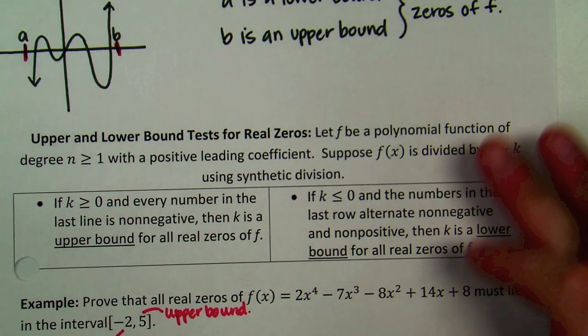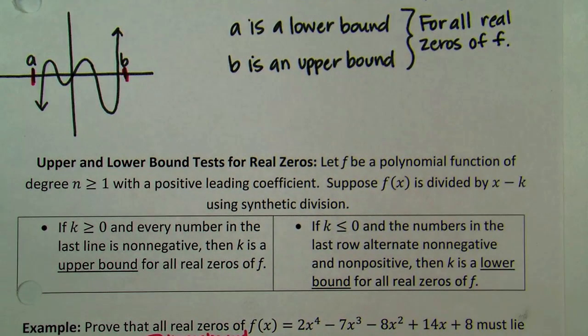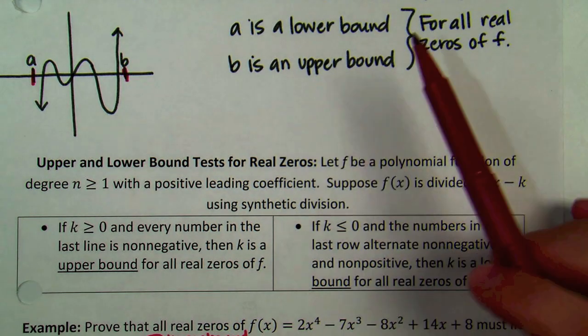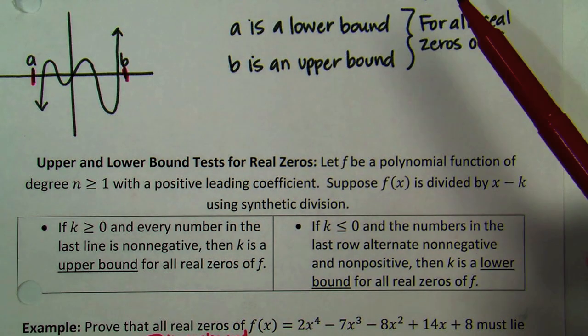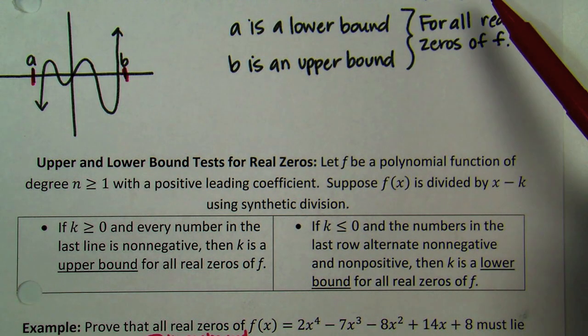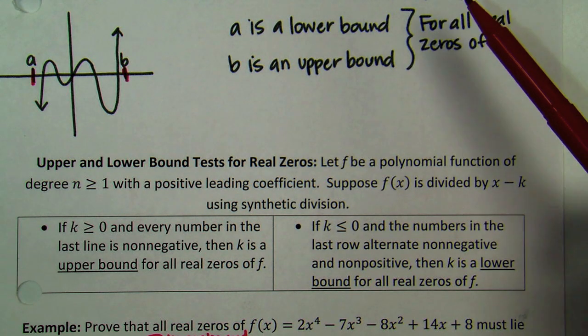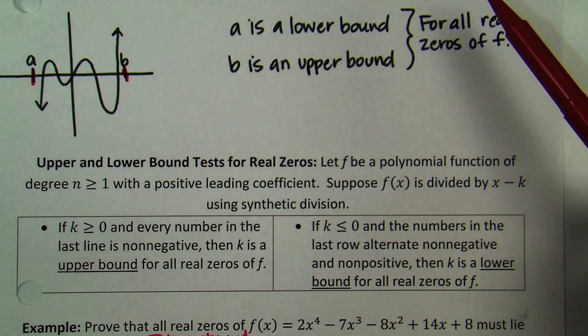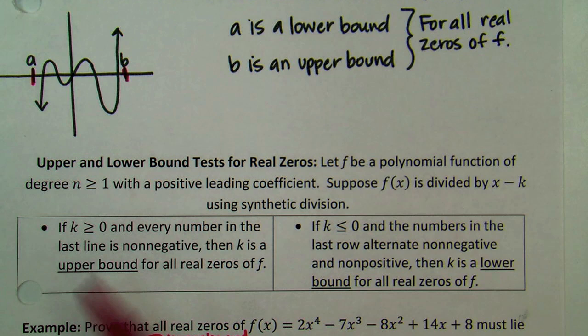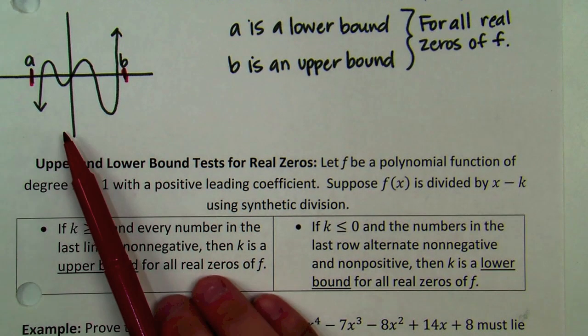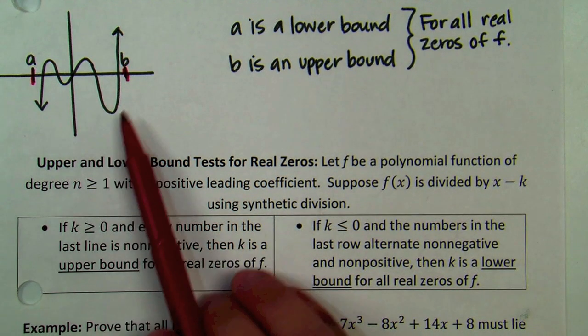All right, so next up, we're going to talk about upper and lower bounds. Now this is different from the bound above and below that we talked about in Unit 1. This is talking about the bounds for where your roots are going to be. So this is kind of a domain, horizontal issue.